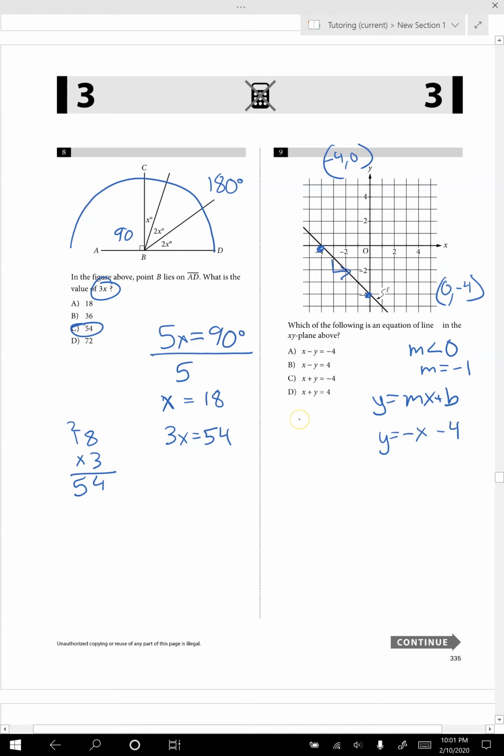Now, that doesn't quite look like anything here, so how can we figure out how to match it up? X and y are on the same side of the equation, and the constant is on the other side. So let's just add x to move it over here. And we get x plus y equals negative 4. And so our answer is C.